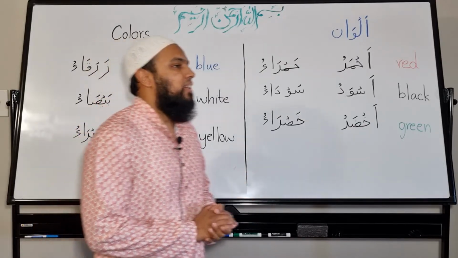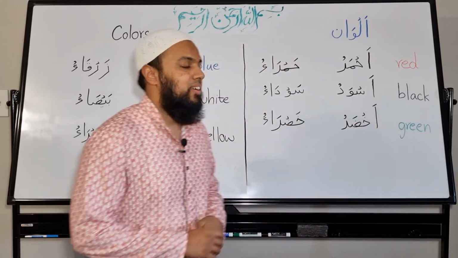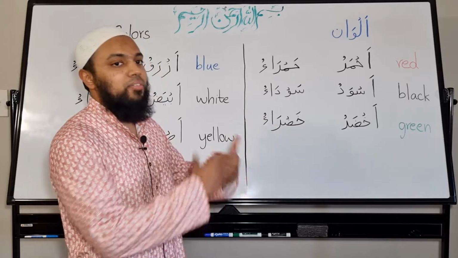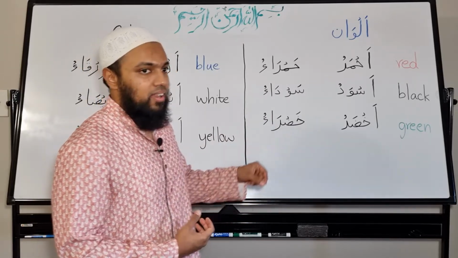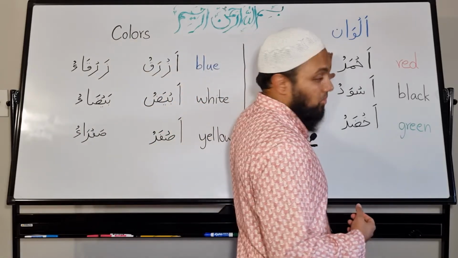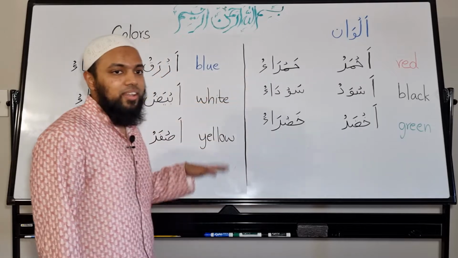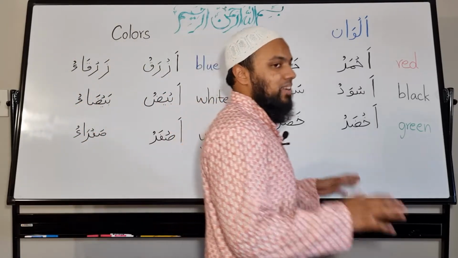It means that when it comes to the jins or the gender, the thing that we are referring to, the color of that thing, if it is muzakkar, the muzakkar form of color is used, and if it is muannath, the muannath form of the color is used. So let's quickly go over the basic colors.